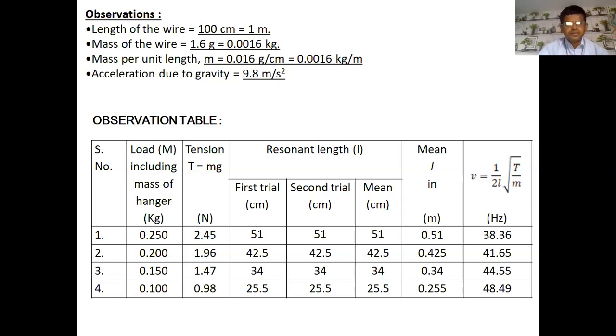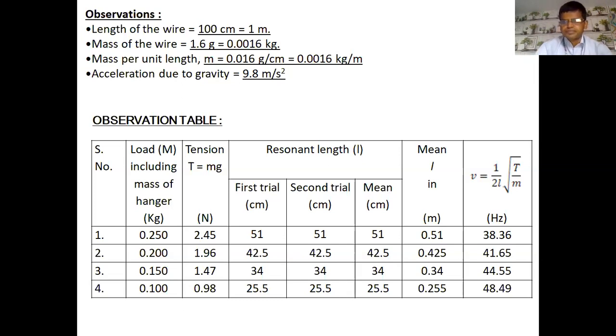Here the number of columns is more. In this observation table, only one known value is given by the examiner, which is the lower m, the mass of the hanger. It starts from 250 gram, and converting to kilogram, we write here 0.250, then 0.200, 0.150 and 0.100.